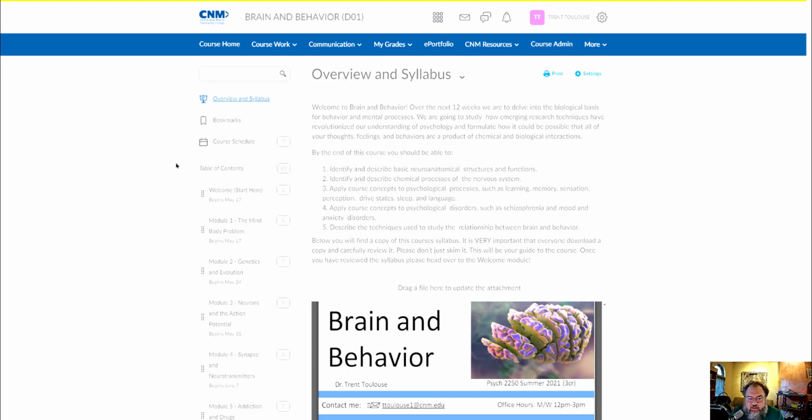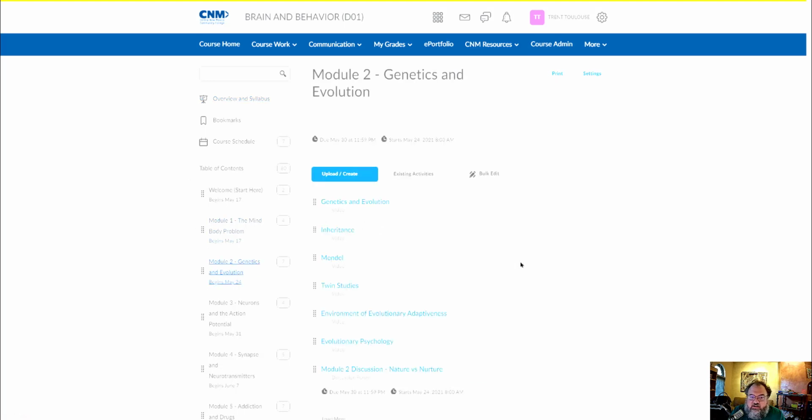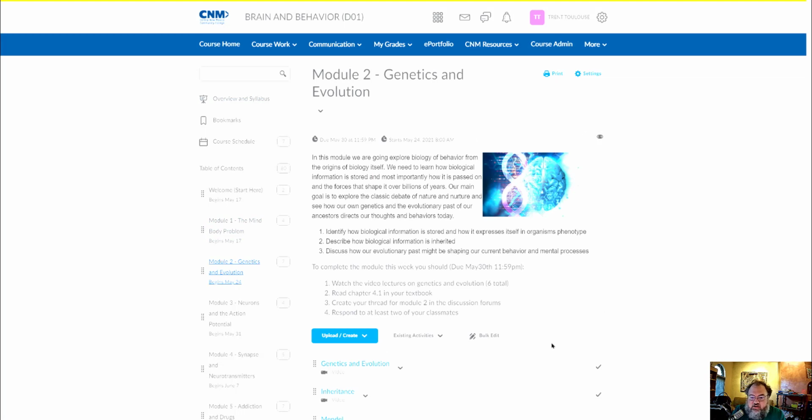So this week we are moving on to the second module, genetics and evolution. The genetics and evolution module starts from the premise that if we're looking at a biological understanding of brain and behavior, then we need to look at the roots of how biology develops, both within the single lifetime of an individual and over the lifetime of a species.